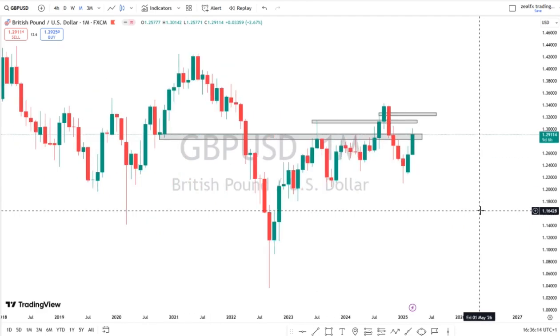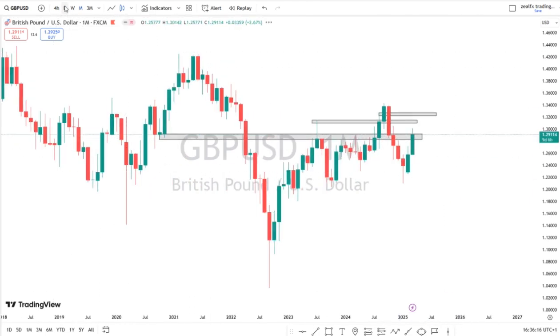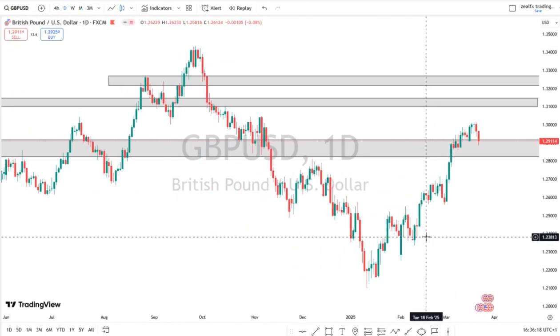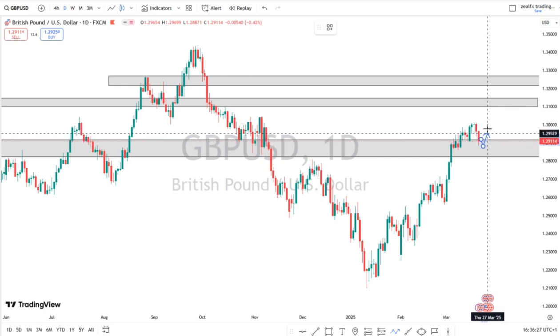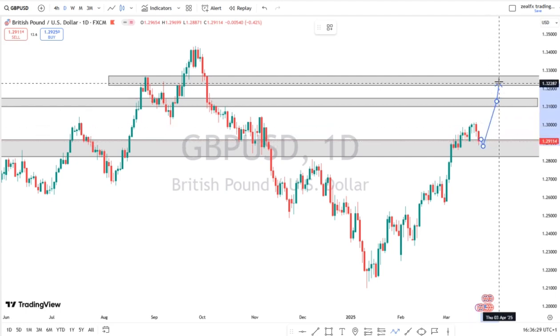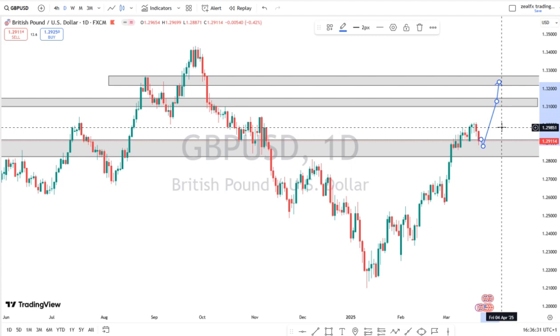So let's go back to our daily chart. On our daily chart, we'll be looking for a price action setup around this area for us to buy the GBPUSD. I'll be looking for a buying opportunity around this support level to this resistance level next week. So look out for buying opportunities on the GBPUSD.